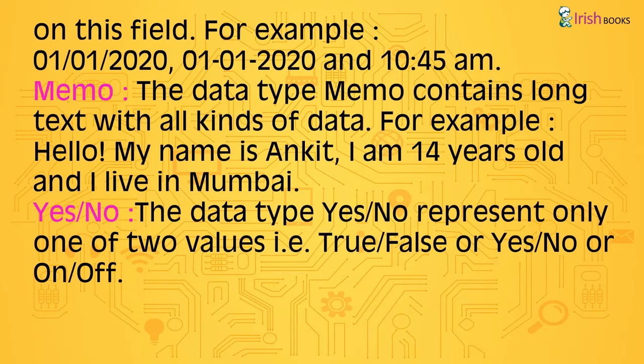Memo. The data type memo contains long text with all kinds of data. For example, hello, my name is Ankit. I am 14 years old and I live in Mumbai. Yes, no. The data type yes, no represents only one of two values. In other words, true, false, or yes, no, or on, off.